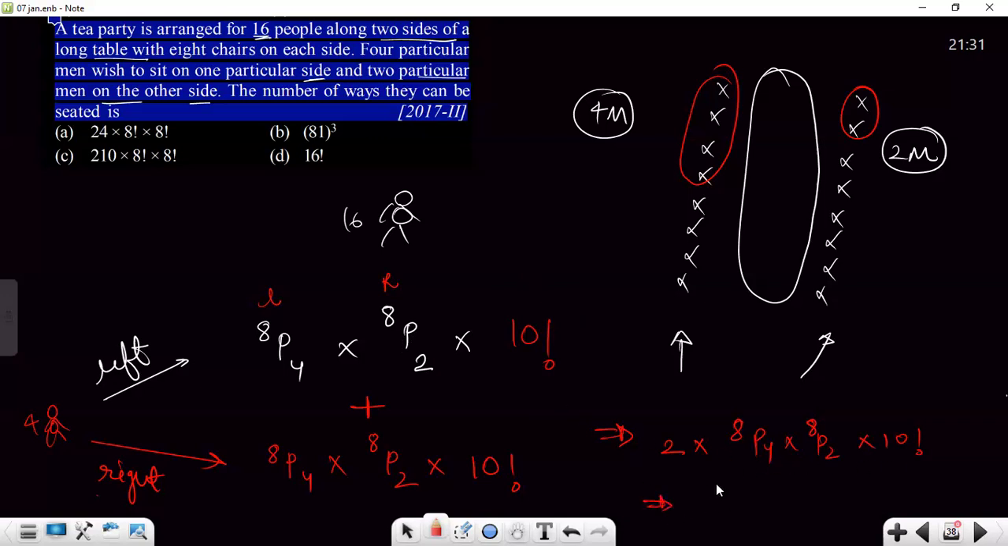Okay, so let's now solve them further. 2 into... Now also look at the options. There is 8 factorial available. We are certainly going on the right lines. So 8P4 is 8 factorial upon (8 minus r) factorial, that is 4 factorial here. 8 minus 4 is 4 factorial. Okay, let me do it on the next page.